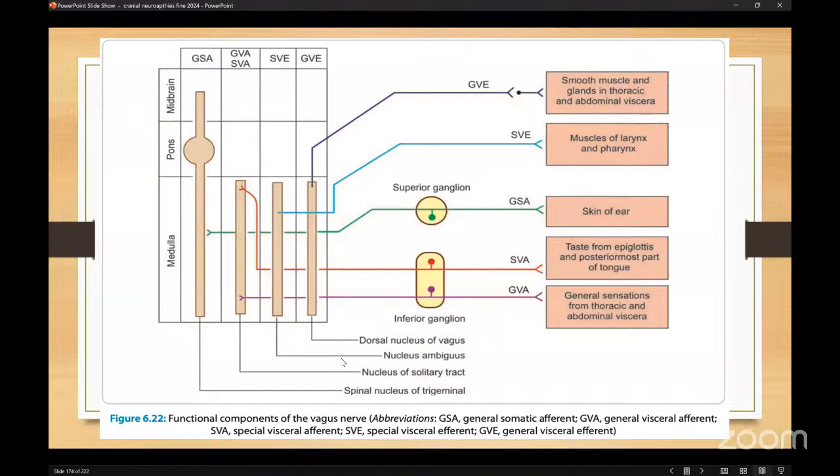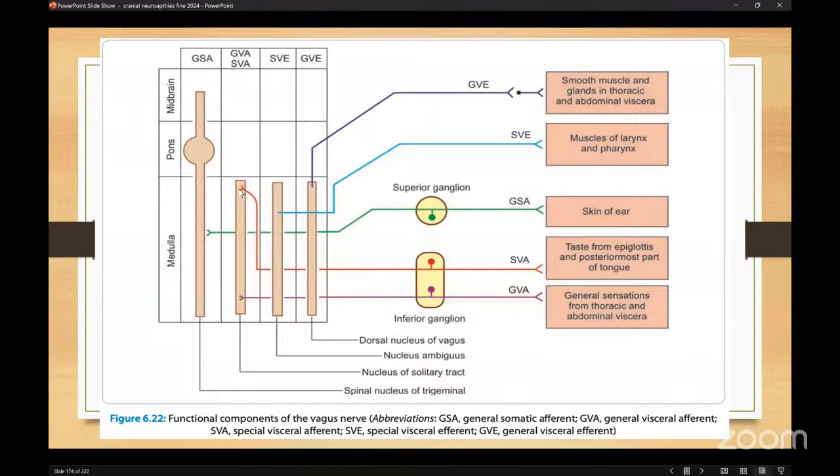So these two nuclei are very important. Dorsal nucleus of vagus is the entire parasympathetic supply and the smooth muscle supply to the thoracic and abdominal viscera. Whereas nucleus ambiguus is for the pharynx and larynx, that is branchial arches. That is special visceral efferent.